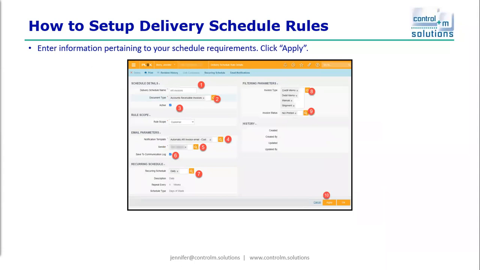I named ours AR invoices. The document type is going to be accounts receivable invoices. And you should have two choices. It should say accounts receivable invoices or customer statements.